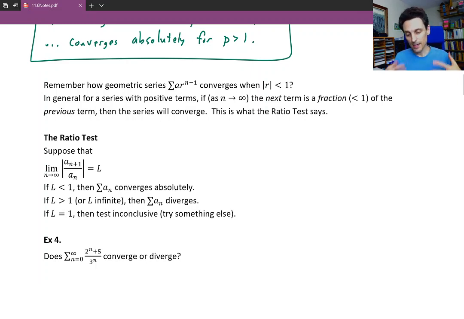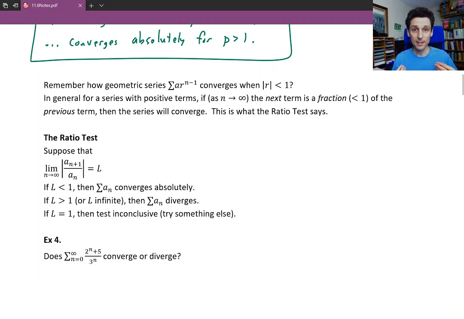Well, it turns out that in general, for a series with positive terms, if as n approaches infinity, the next term is a fraction, and by fraction I mean a proper fraction, something less than 1, like a half or even 2/3, of the previous term, and if that's always the case, then the series will converge. This is essentially what the ratio test says.